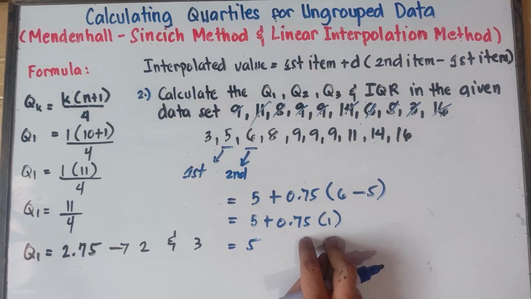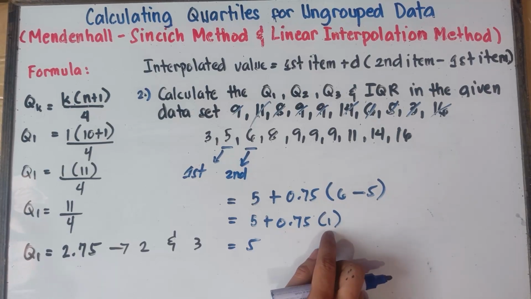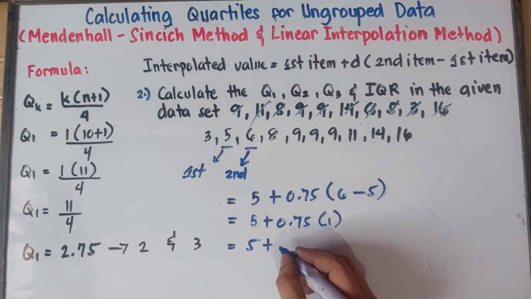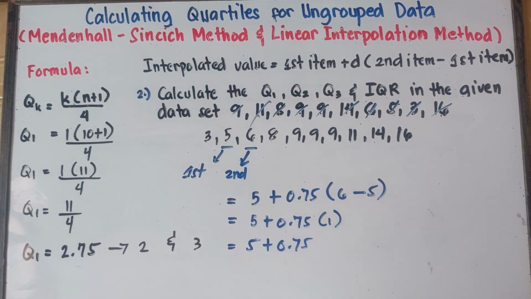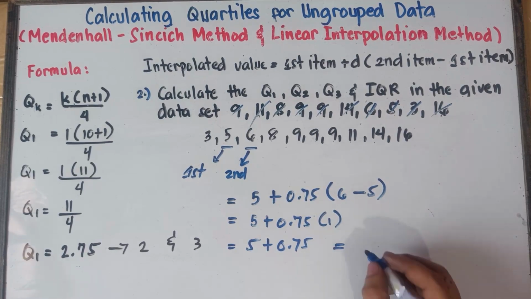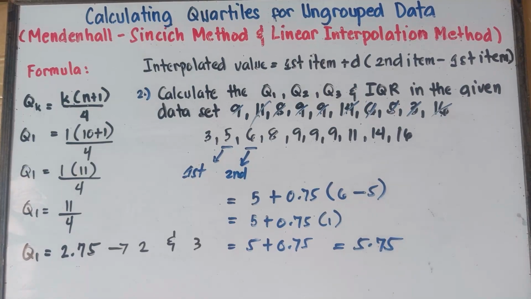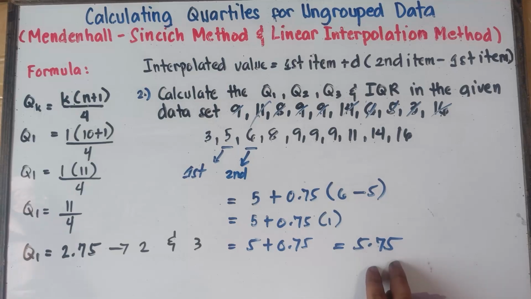Multiplication comes first. So 0.75 times 1. Any number multiplied by 1, the answer is the number itself. So 0.75 times 1 is 0.75. So 5 plus 0.75, what's the answer, class? That's correct. That would be 5.75. And that's the answer with regards to quartile 1. You're all set. This is the interpolated value, 5.75.